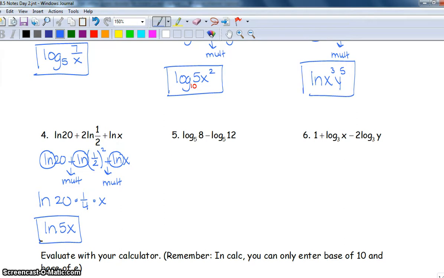Number 5, we've got log of 5 times 8 minus log of 5 of 12. Our subtraction sign means that we are going to divide.